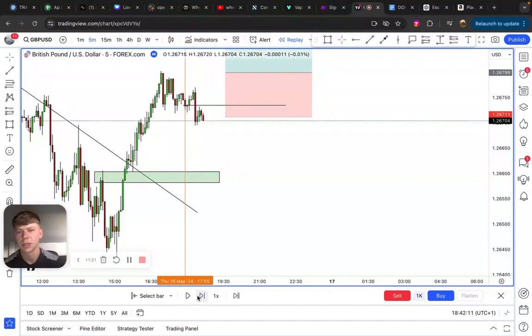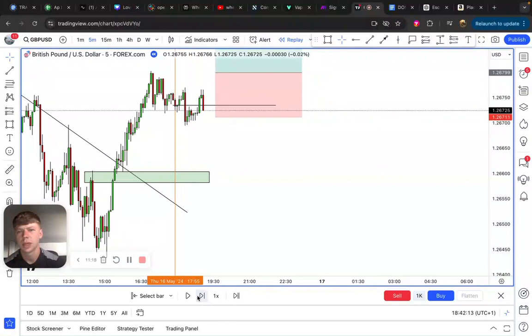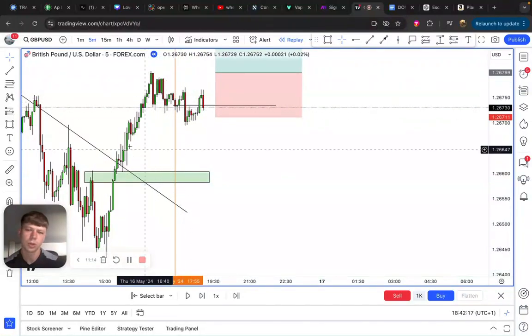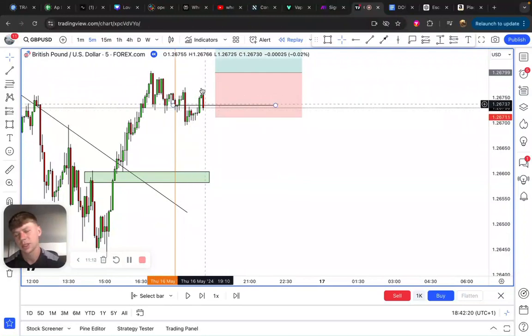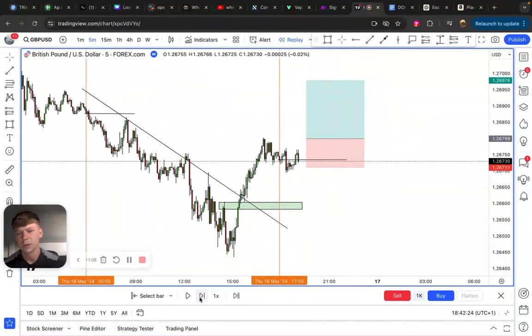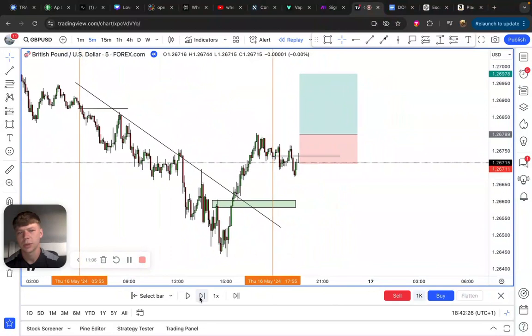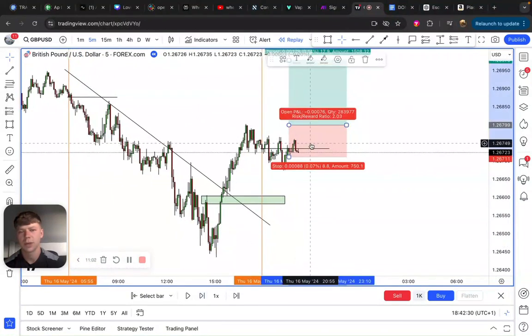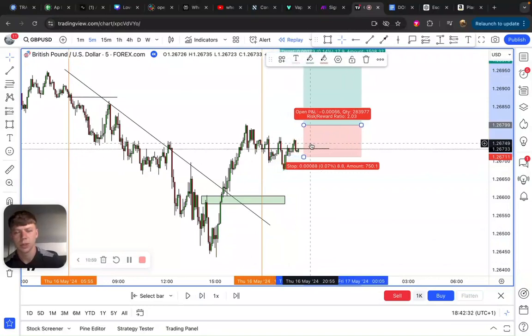Right, so that's still the wick. So I would potentially say, I don't really particularly like this structure because it's not really continuing with the bullish. And look, let's have a look. Let's see what happens. Obviously you would have to readjust your stop loss at this point.